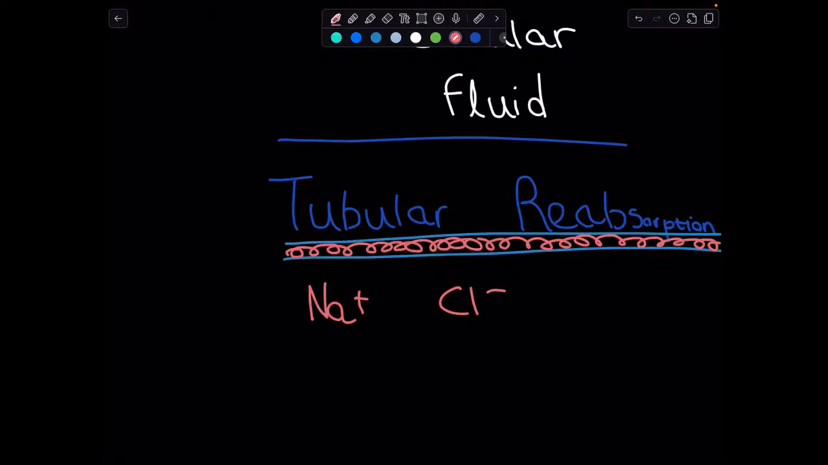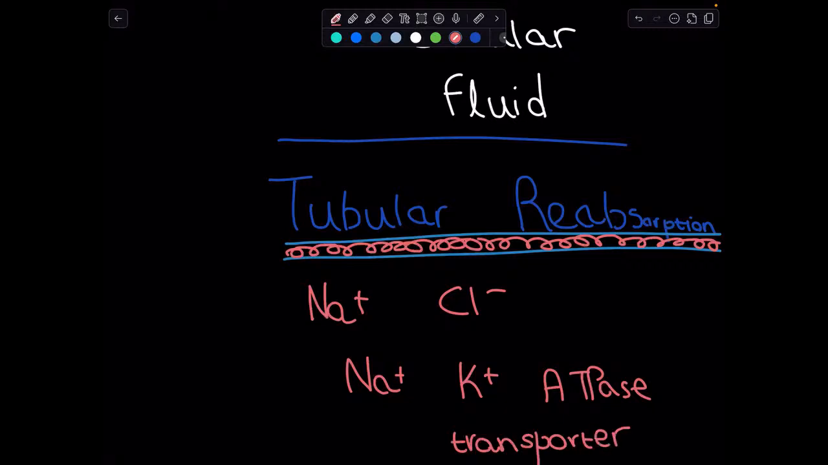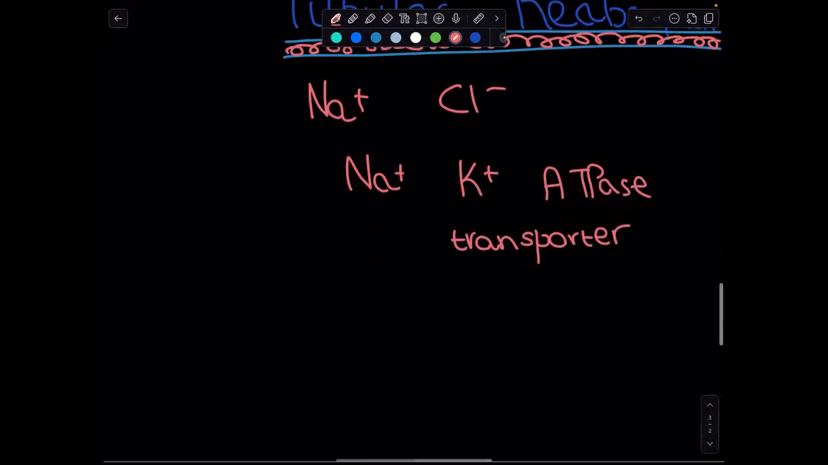Sodium and chloride are also heavily reabsorbed. Most sodium reabsorption occurs in the proximal tubule, with fine-tuning in the distal tubule and collecting ducts. Chloride typically follows sodium to maintain electrical neutrality, so their reabsorption is closely linked. And how does the sodium-potassium ATPase transporter play a role in all of this? The sodium-potassium ATPase pump is crucial. It actively transports sodium out of the cells lining the nephron in exchange for potassium. This creates a concentration gradient that allows sodium to be reabsorbed from the filtrate back into the blood.